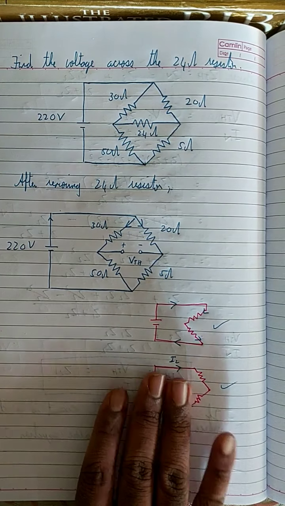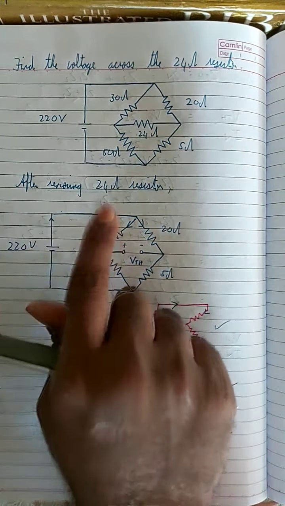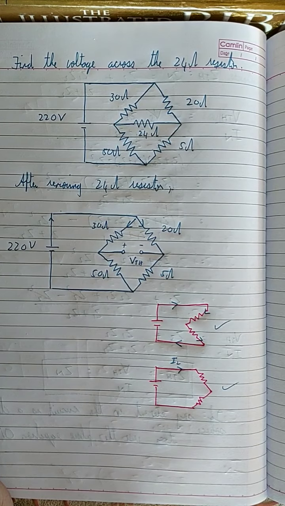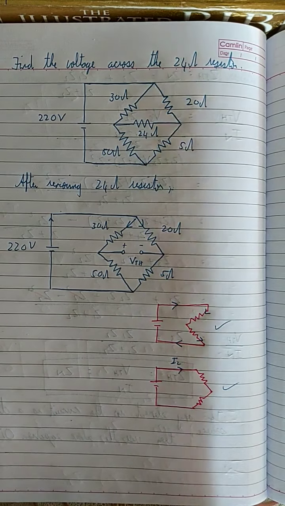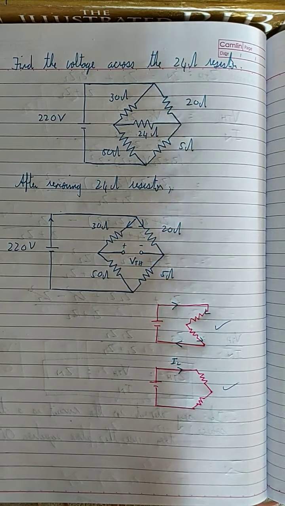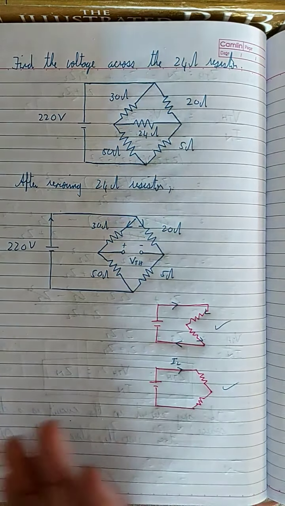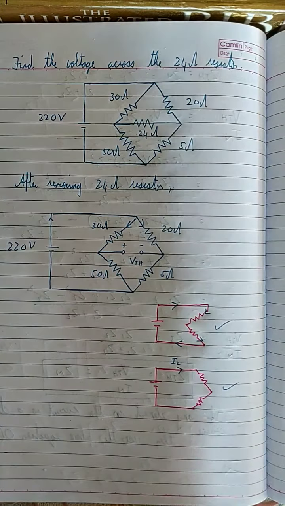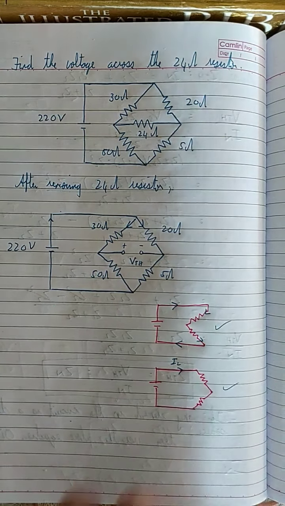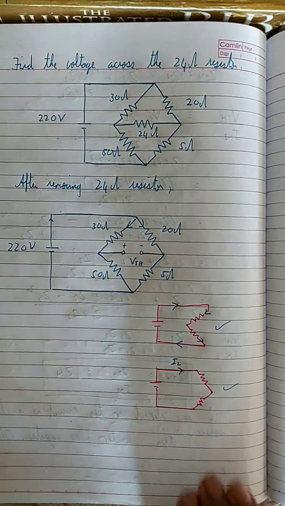This shortcut method you can apply only to a Wheatstone bridge. So just remember that whenever you see a Wheatstone bridge, you don't have to apply mesh analysis. There is nothing wrong in applying mesh analysis. You can apply straightforward mesh analysis and you will get the same answer. But this is a shortcut method. This is the perfect method of doing it, an easy method.